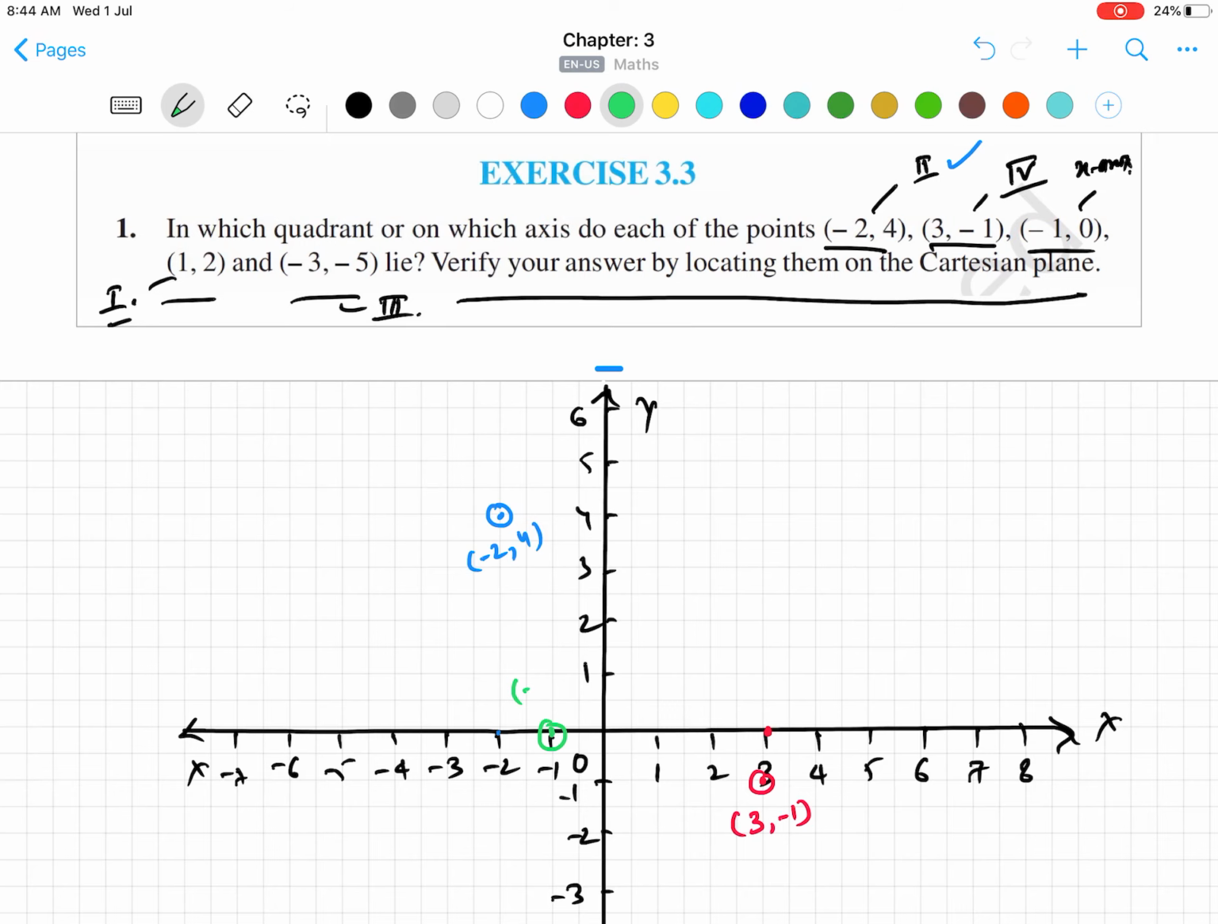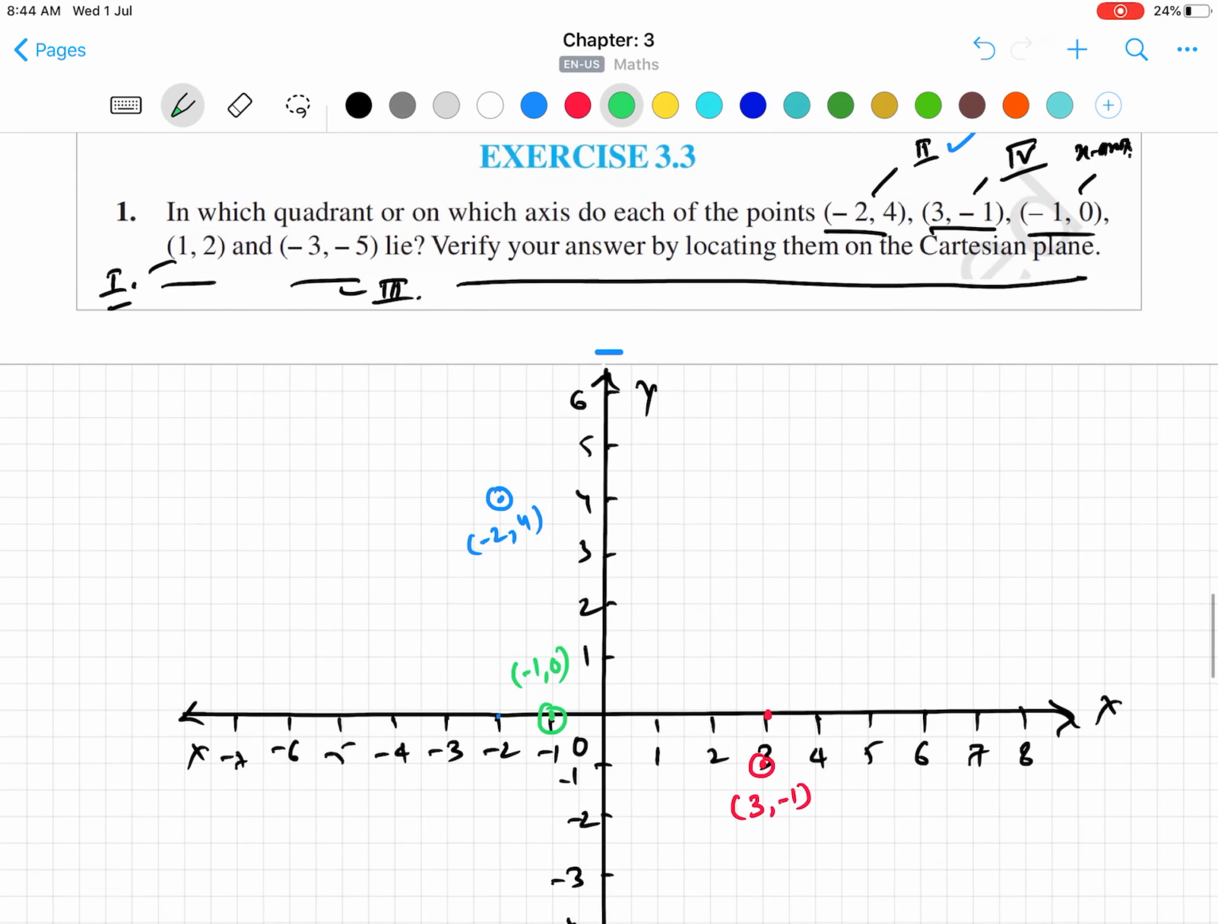So this is our point, x -1 and y 0. Then we have next point, x 1, y 2. This point will be x is 1 here and y 2. That means this point will be here. This is x 1 and y is 2. Both are positive points, so this is in the first quadrant.